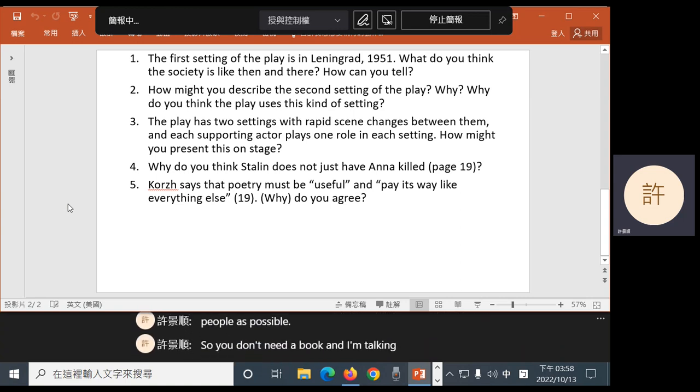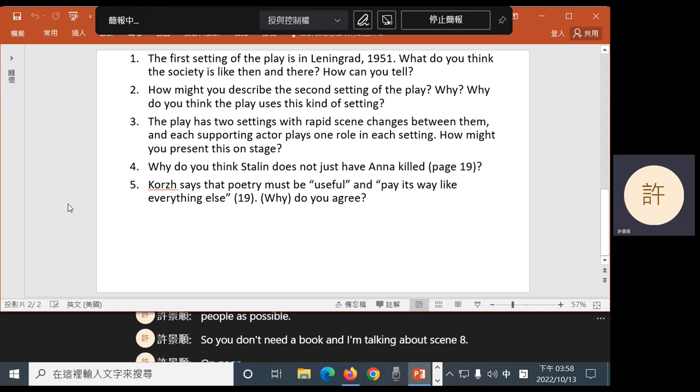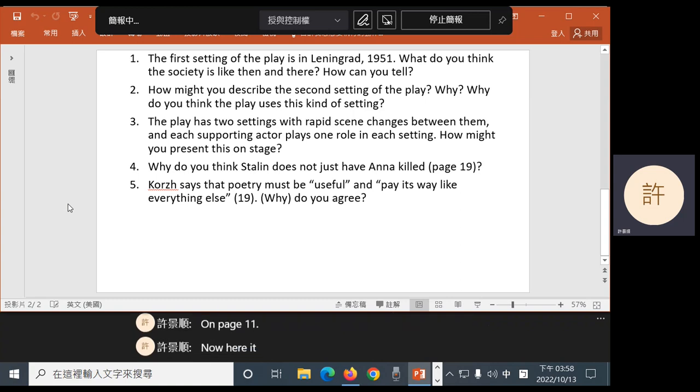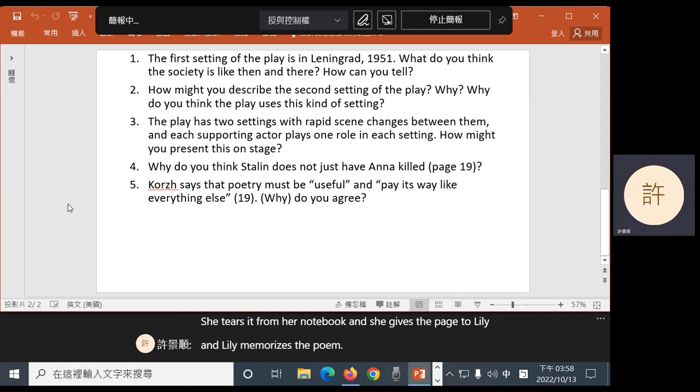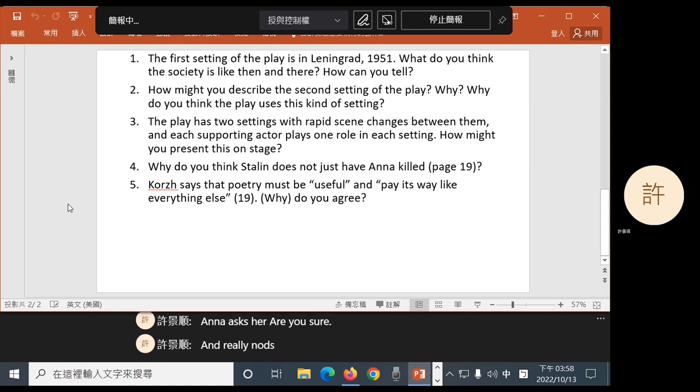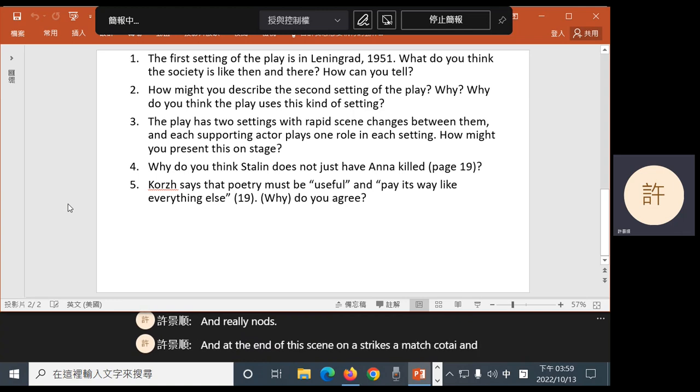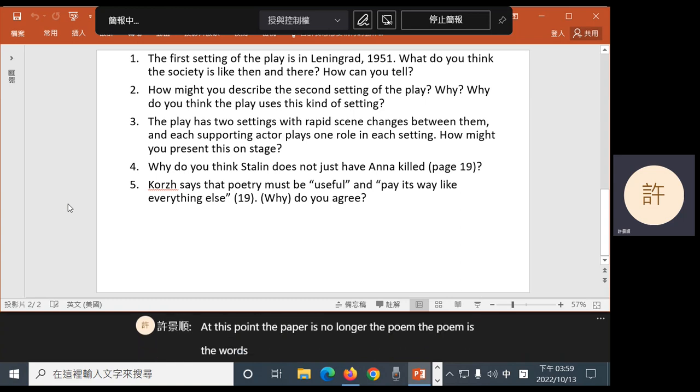And I'm talking about scene 8 on page 11. Here it says, Akhmatova finishes writing. She tears it from her notebook and she gives the page to Lily. And Lily memorizes the poem. And so she hands the paper back to Anna. And on page 12, Anna asks her, are you sure? And Lily nods. And at the end of this scene, Anna strikes a match, 火柴, and burns that piece of paper. At this point, the paper is no longer the poem. The poem is the words in Lily's memory.